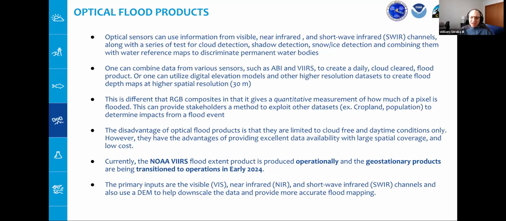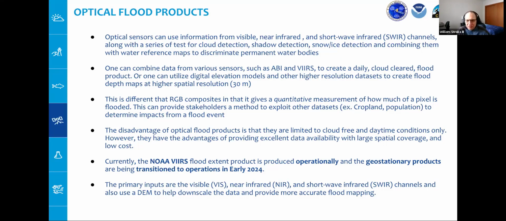We're able to combine data from geostationary imagers, such as the Advanced Baseline Imager on the GOES series of satellites, or the Advanced Himawari Imager on the Himawari series of satellites for the Asia-Oceania region, to create a daily cloud-cleared flood product. One can also use digital elevation models and other high-resolution data sets to create flood depths at higher spatial resolution, down to 30 meters.